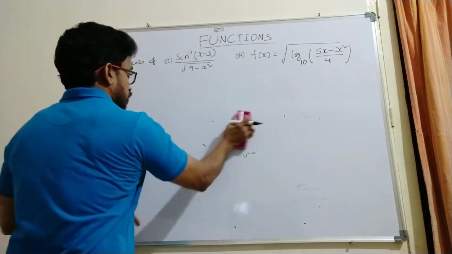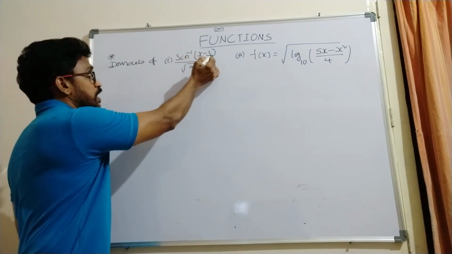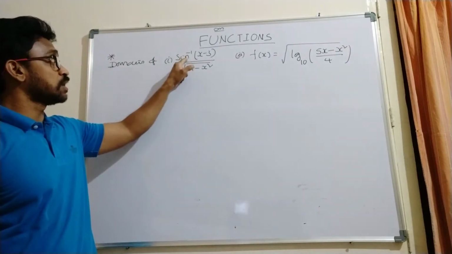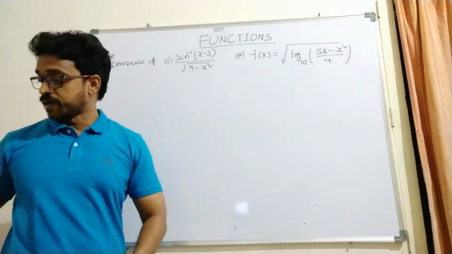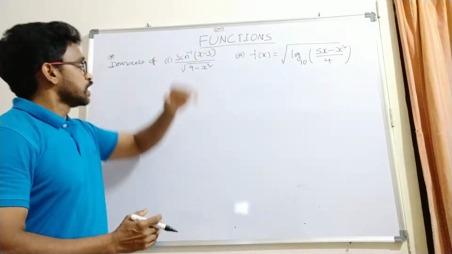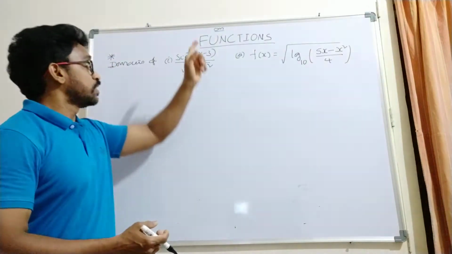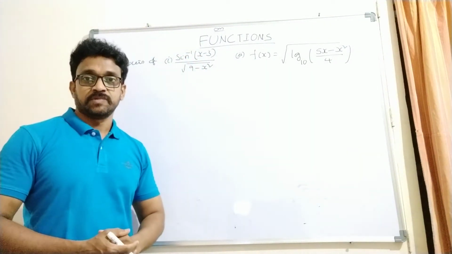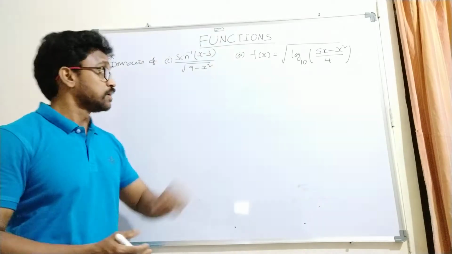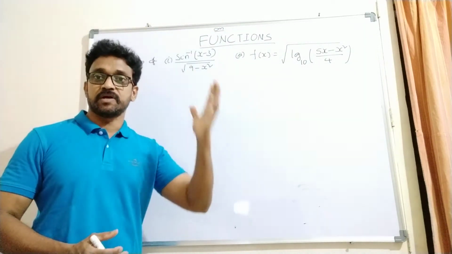Now observe this question: sine inverse of x minus 3 by root over 9 minus x square. Observe here, this is of the form f of x by root over g of x. Very clear. That's why this function is defined, first observation, when 9 minus x square is greater than 0. That is the first primary observation.